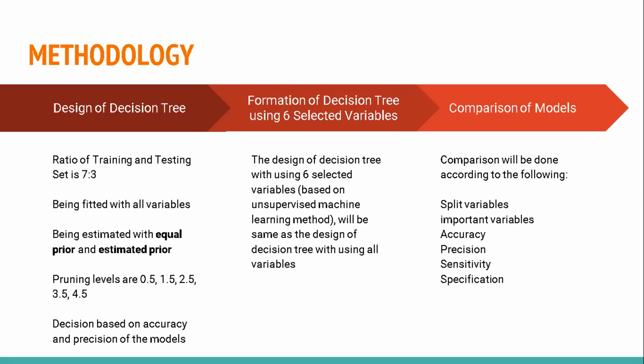Our decision is based on the accuracy and precision of the models that we have gotten. And then the formation for the decision tree using 6 selected variables. Actually, we formulate the models with all variables, and the other one we use 6 selected variables as mentioned before. The design of the decision tree for the 6 selected variables will be the same as the decision tree using all variables, which we have 17 variables actually.